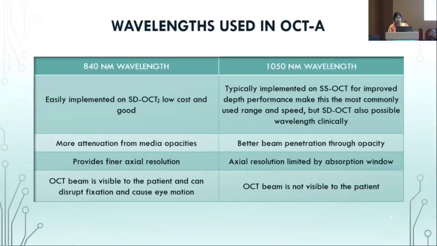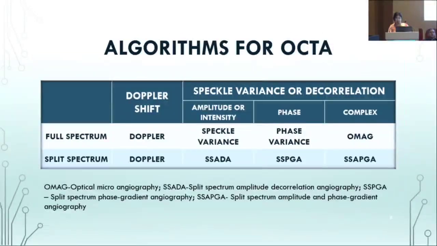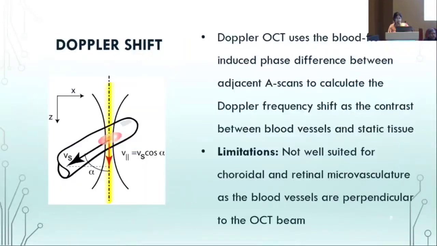The wavelengths used in OCT angiography are 840 nanometer and 1050 nanometer. The higher wavelength gives better beam penetration and axial resolution, and it is not visible to the patient, hence motion artifacts are less with the higher wavelength. The various algorithms used for OCT angiography are full spectrum and split spectrum. There is a Doppler shift algorithm.